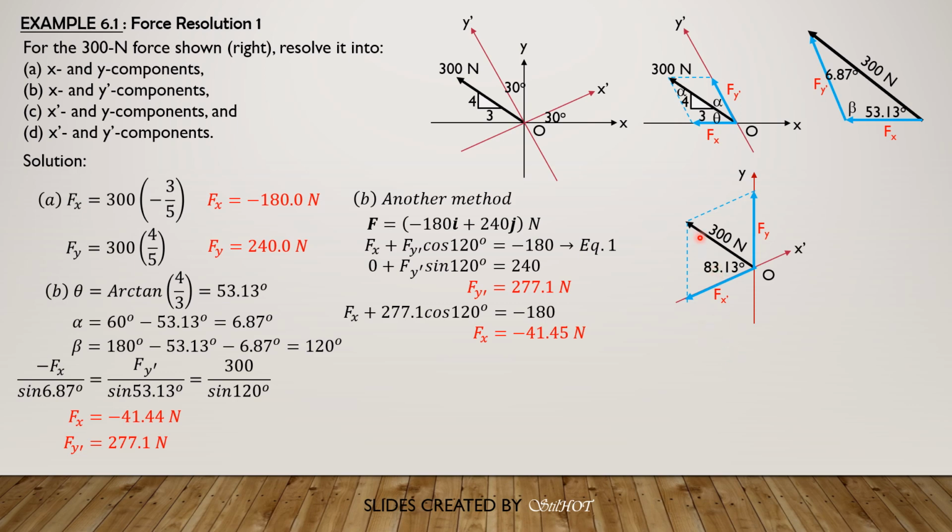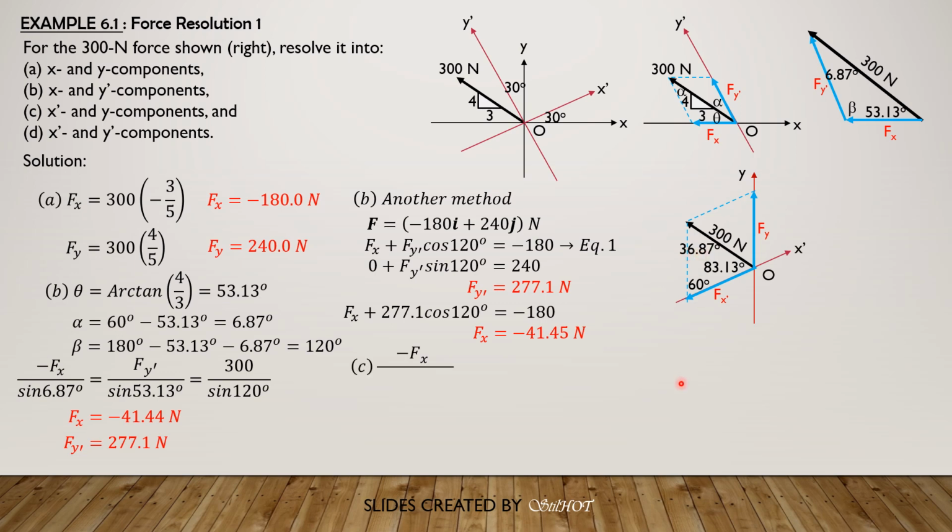Then this angle here is equal to this angle here, which is 90 minus 54.13. So this angle is 60. So therefore this angle is 180 minus 83.13 minus 60, or simply 90 minus 53.13, so 36.87.